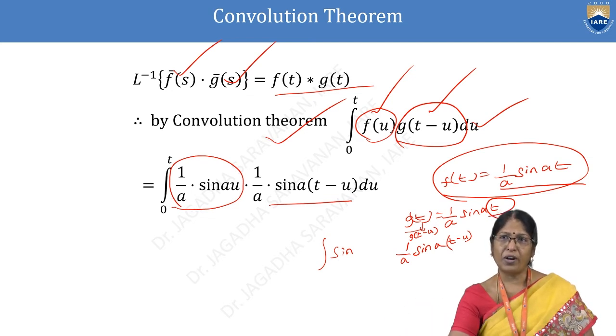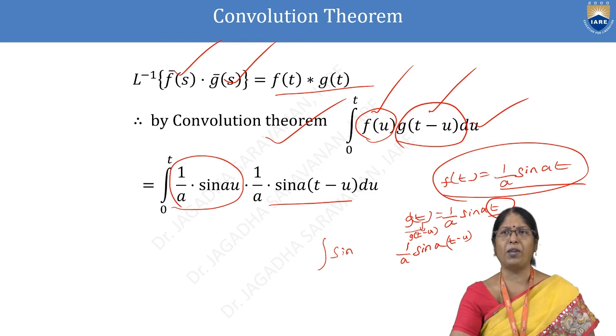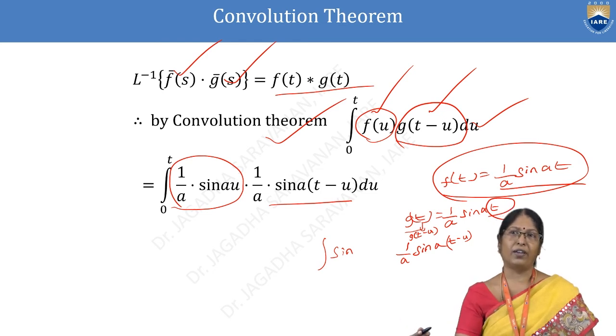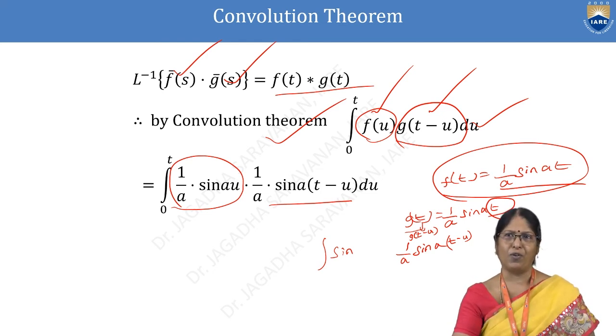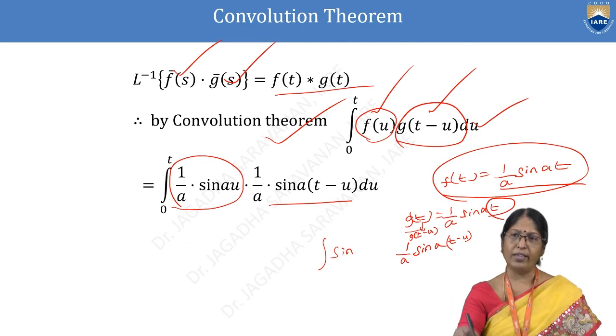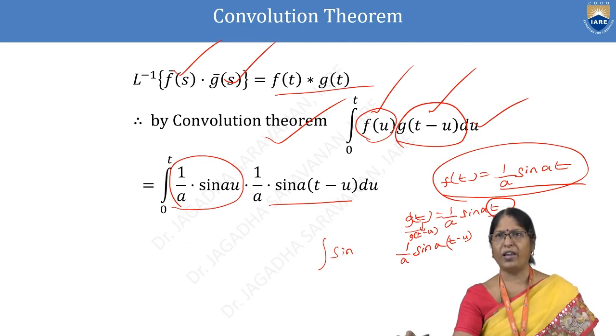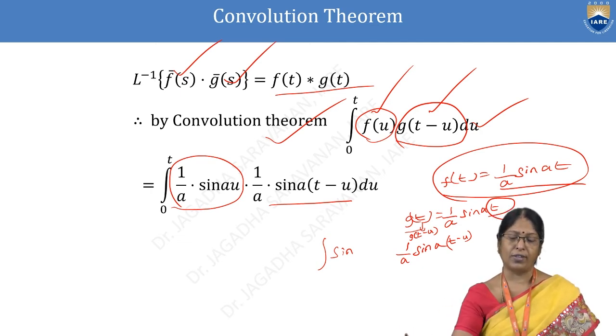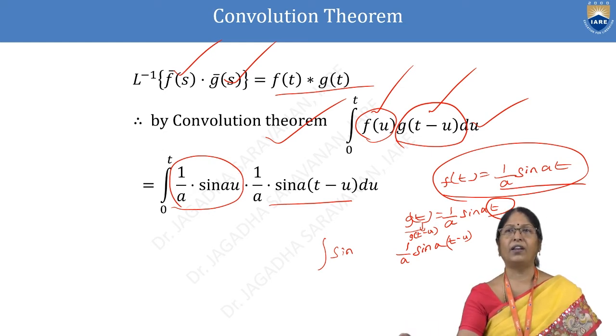So, two trigonometric functions are there. One is sine au, another one is sine a of t minus u. What is the relevant trigonometric formula? This is not only in this problem. Anywhere, when two trigonometric functions are under multiplication, they dominate the choice of the relevant trigonometric formula to be applied.